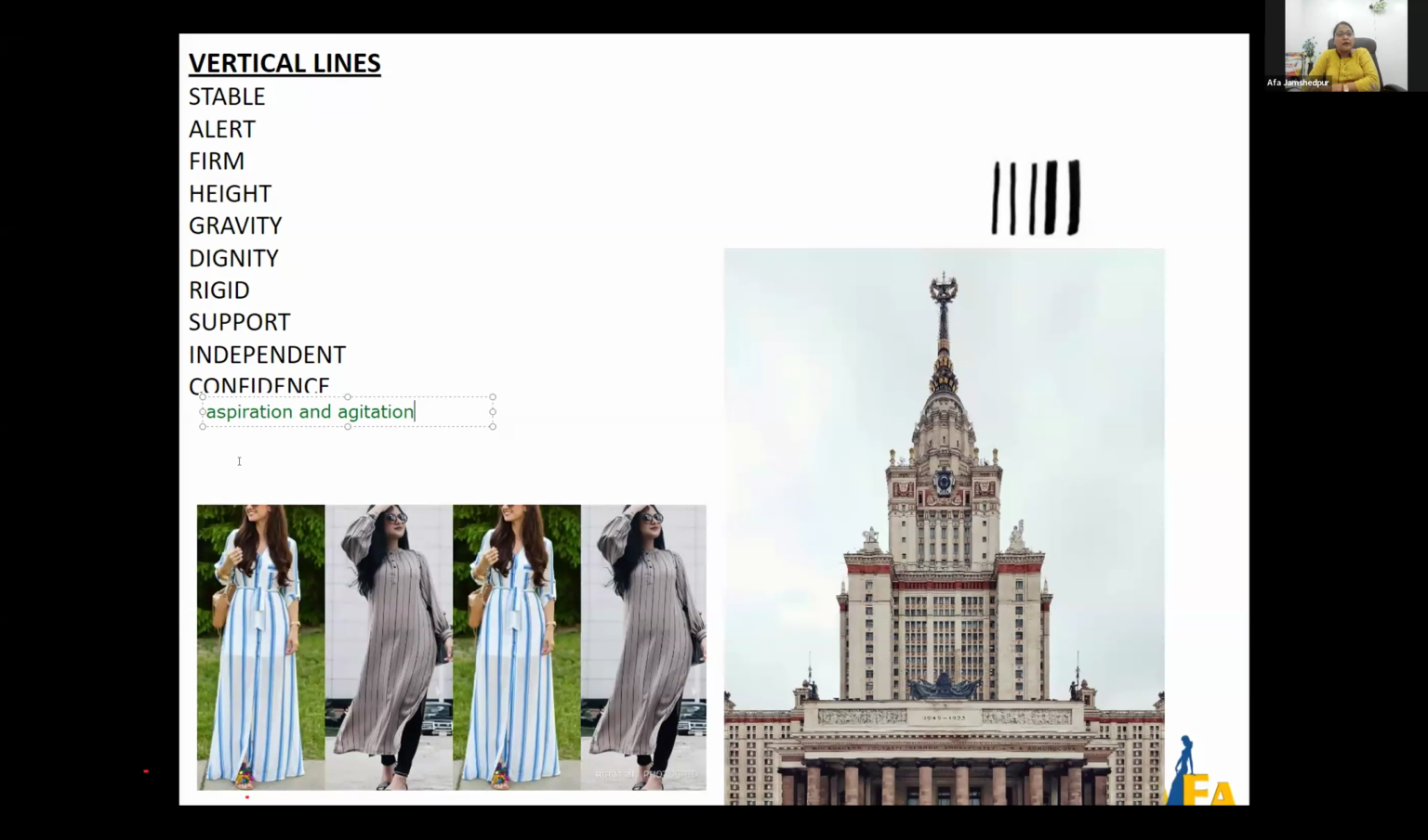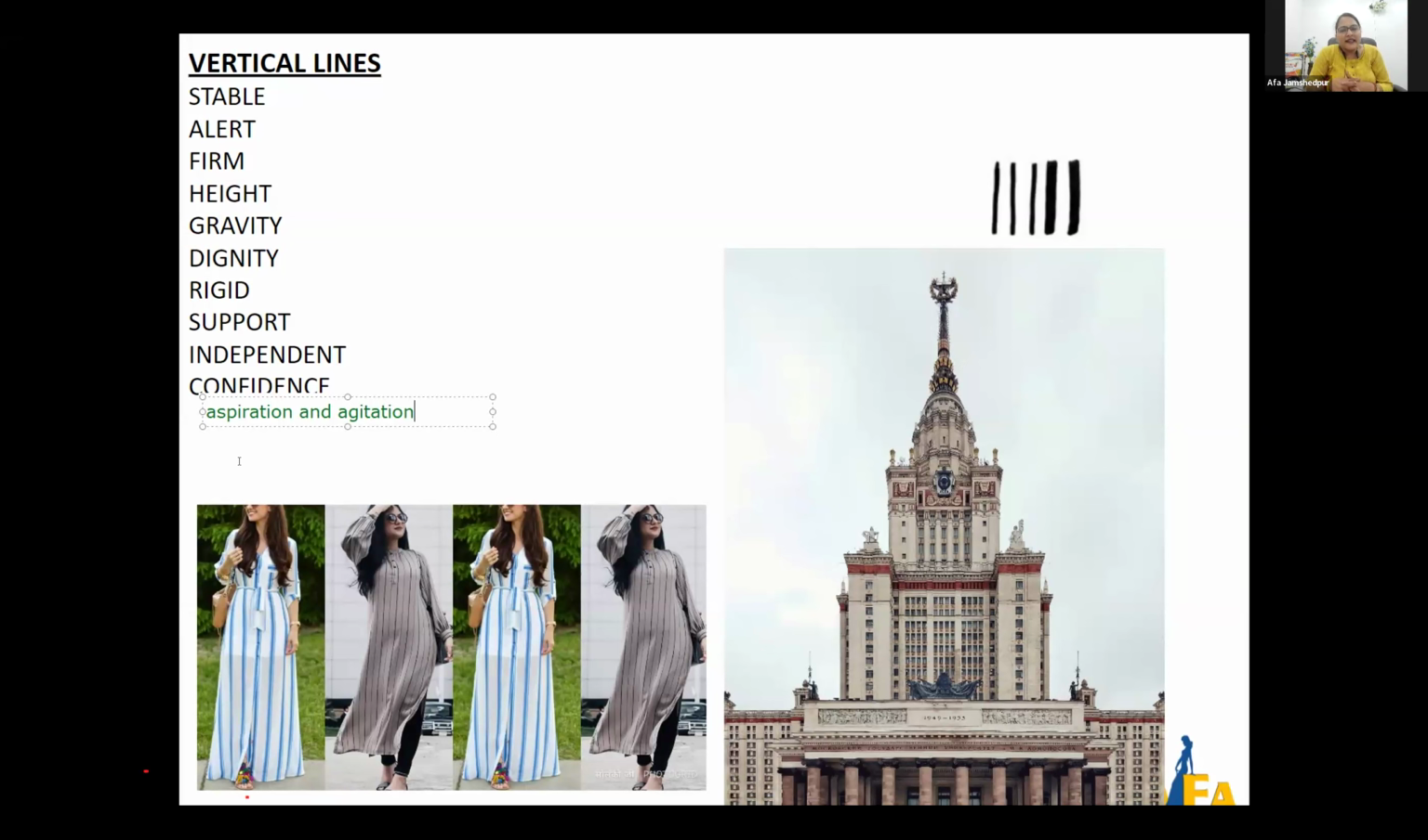Vertical lines are stable. You can see all the buildings, monuments, poles, pillars, they are vertical and they are stable. Yes. And then vertical lines also show alert. Alert means, for example, how do we walk? Do we walk straight? Are we vertically standing? Yes or no? How do we stand? We are vertically standing on the floor, maybe parallel to the wall. So we are very much firm and alert.